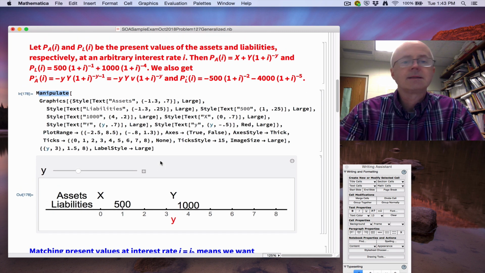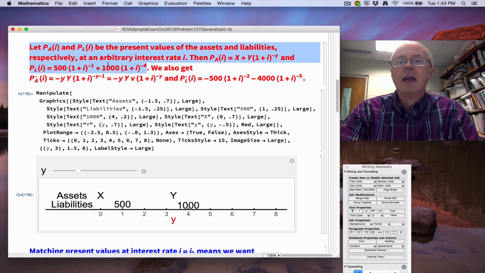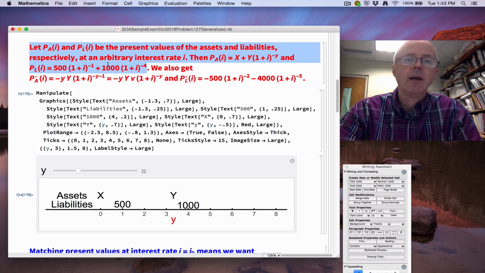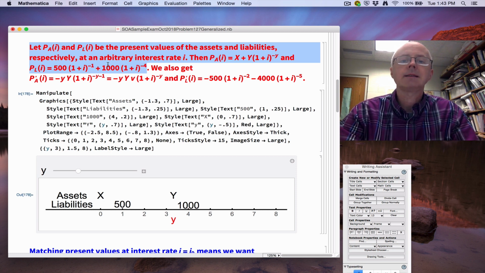Okay, this diagram then helps you set up your present value functions. PA of I is the present value of the assets at an arbitrary interest rate I, and PL of I is the present value of the liabilities at an arbitrary interest rate I. We're discounting these things back to time 0, and you can get these equations. If you're watching this video, this should not be difficult for you, okay, if you've gone this far.